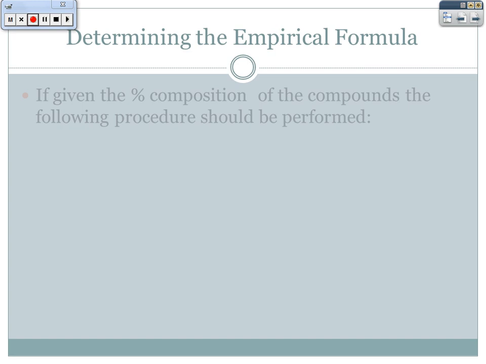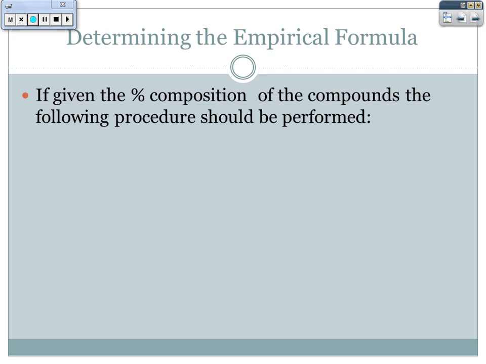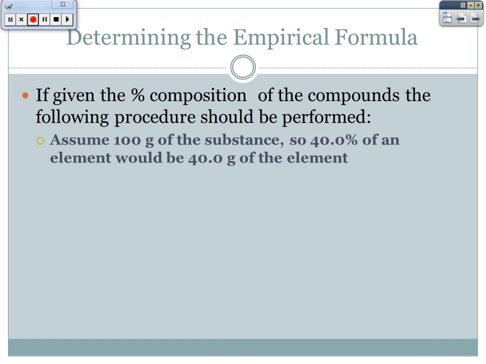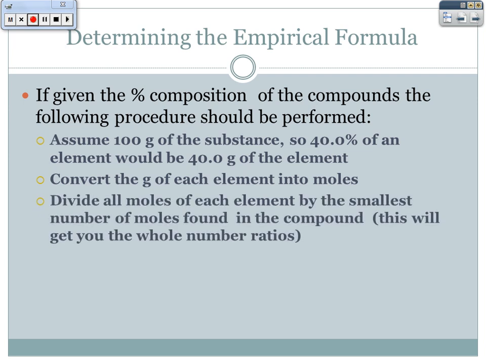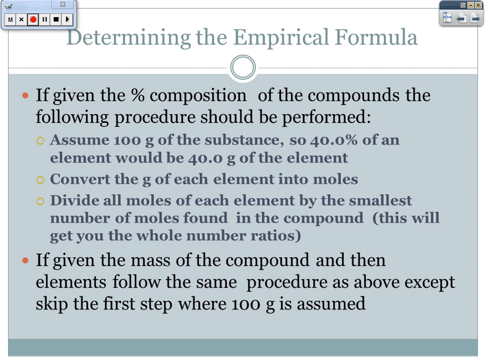So determining the empirical formula. If you're given the percent composition of the compounds, you can do it like this. All you do is assume 100 grams of the substance. 40% of an element would be 40 grams of the element. So you assume 100 grams, so 100%, 100 grams, 40% is 40 grams. You convert the grams of each element into moles. Then you divide all the moles of each element by the smallest number of moles found in the compound. This is going to give you the whole number ratios. If given the mass of the compound and then the elements, follow the same procedure except that you get to skip the first step where you assume 100 grams.